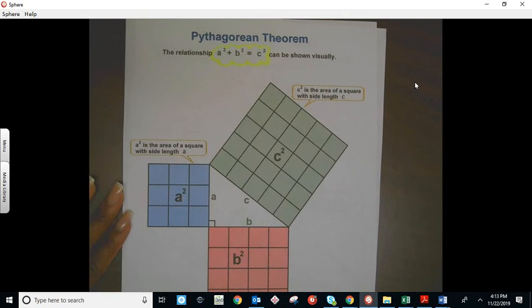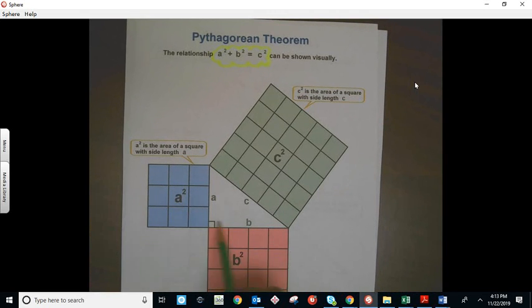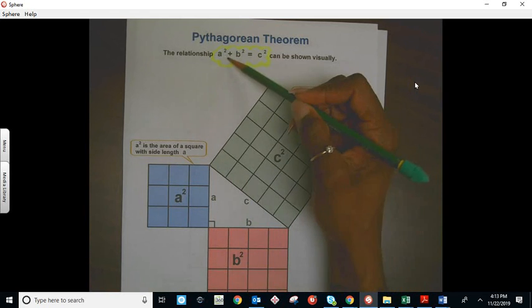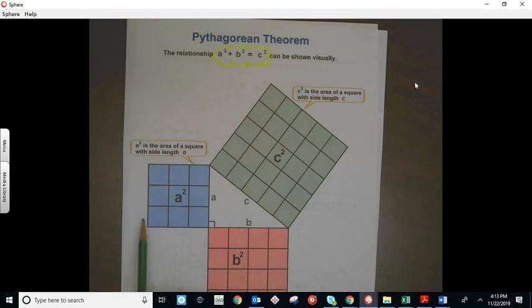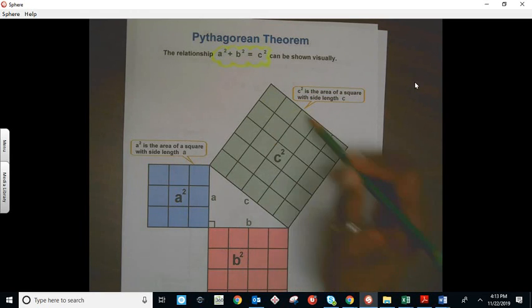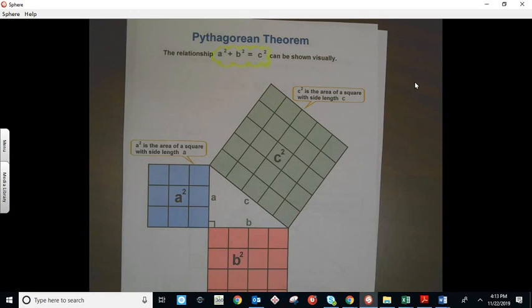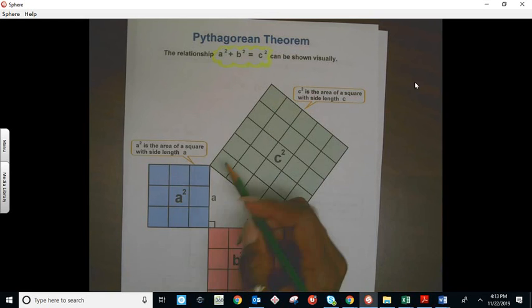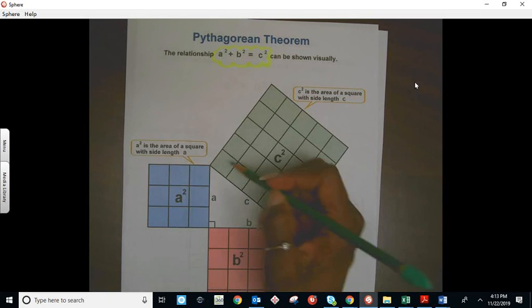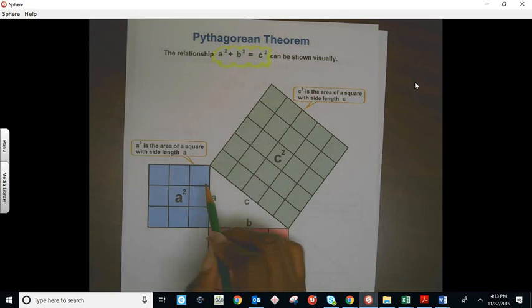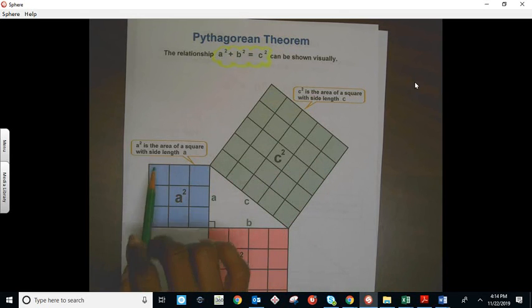If you look, we still have our triangle here. We have our A side, our B side, our C. Your A squared, your B squared, your C squared, is talking about the area of the square of that side. Before we just talked about A. Well, there's a difference between A and A squared. A is simply the line. A squared is the area of the square of that side.